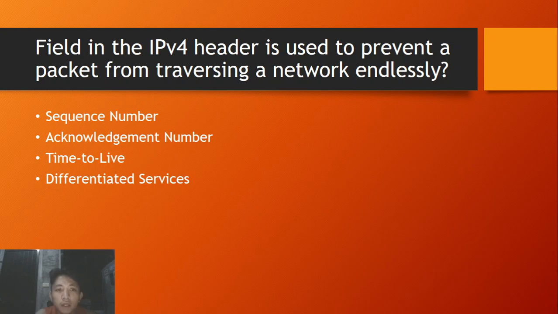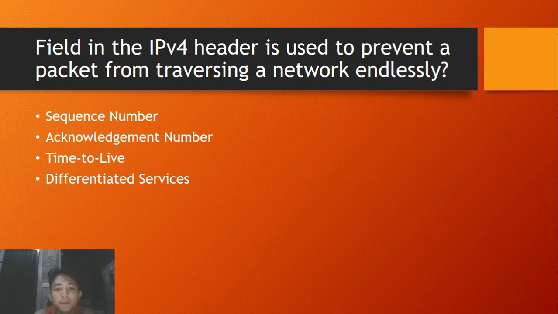Which field in the Internet Protocol version 4 or IPv4 header is used to prevent a packet from traversing a network endlessly? The choices are sequence number, acknowledgement number, time to live, and differentiated services. So the answer is time to live.